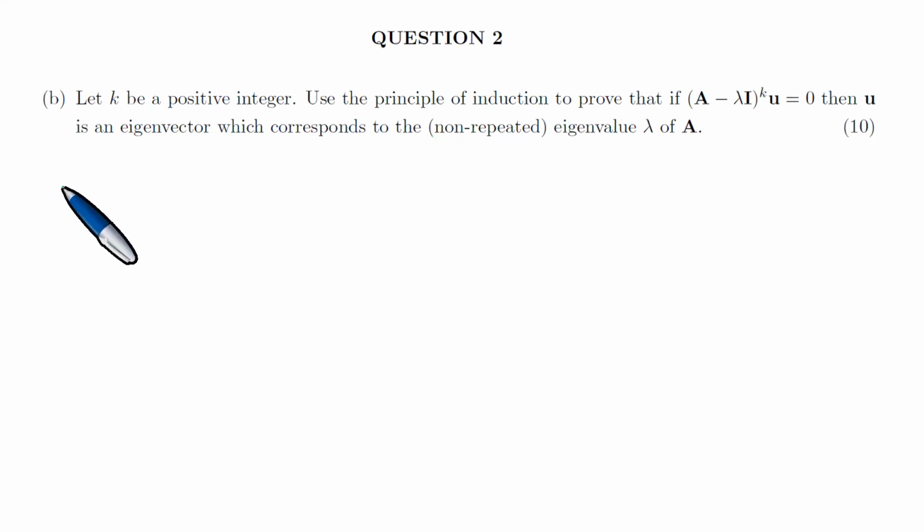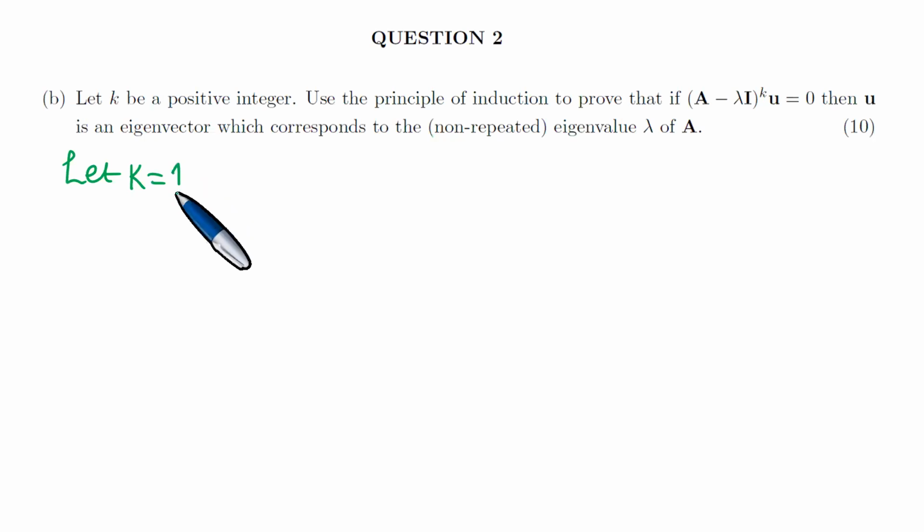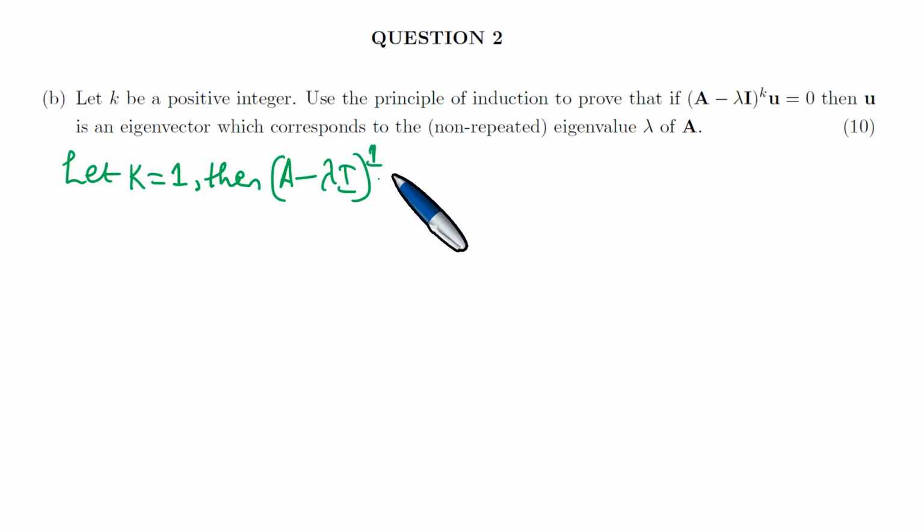So we proceed as follows by mathematical induction. Let k be equal to 1. Then, because 1 is a positive integer, we shall have therefore that (A minus lambda I) raised to the power 1 times vector u is equal to 0. And this actually means what?